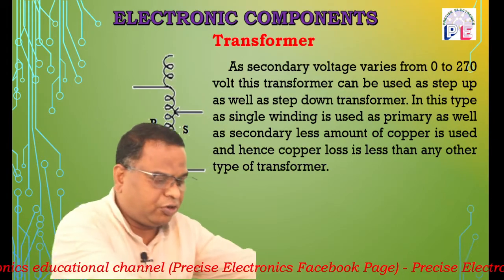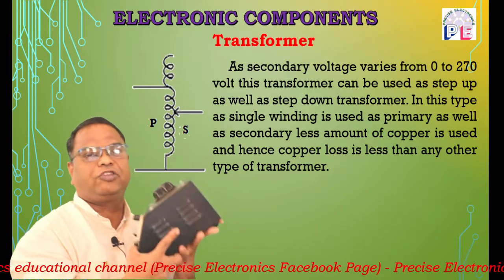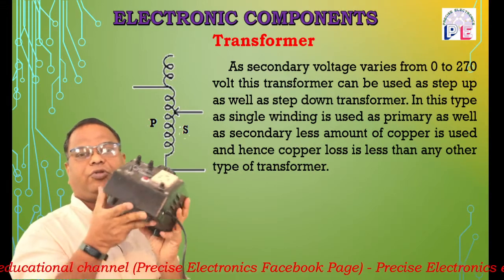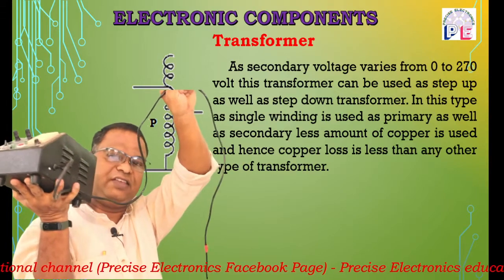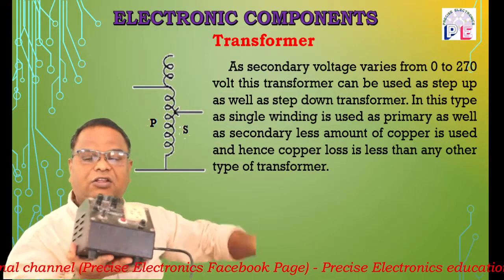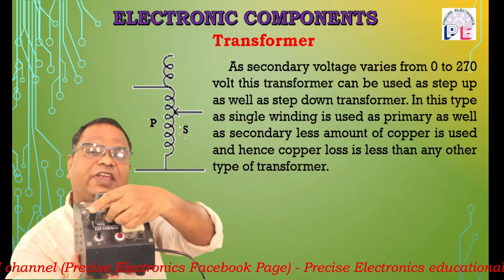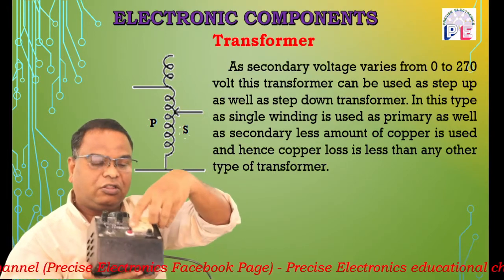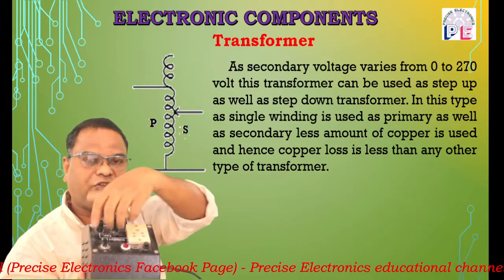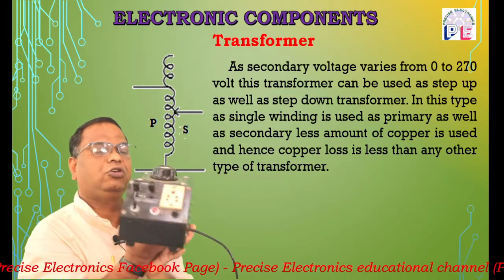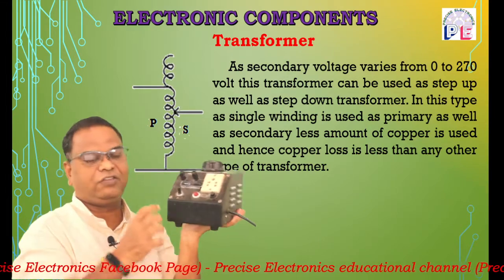What is an auto transformer? This is our auto transformer. In this auto transformer, this wire is connected to the primary, that is the AC mains, and these two terminals deliver the secondary potential. This is also an output terminal, this is also an output terminal. Across this, we get the secondary potential. This transformer is also known as the dimmerstat.